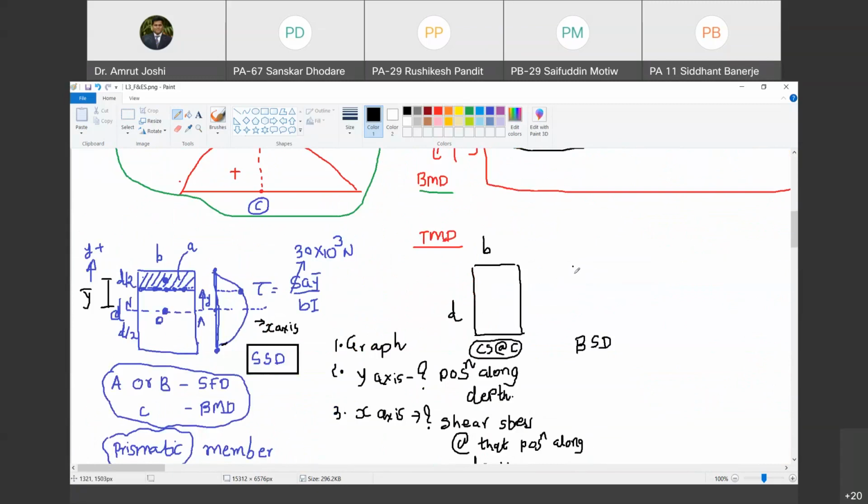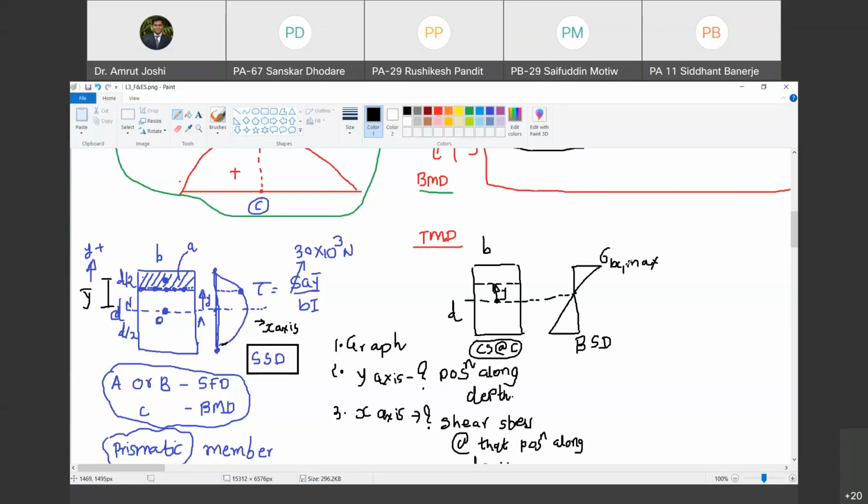And now I change the narrative of my question. Instead of asking at level Y from the neutral axis how much is the shear stress, I started asking the question, how much is the bending stress? Are you with me? Yes, sir. And what comes to our rescue? The bending formula comes to our rescue. You all know that this bending stress distribution diagram looks something like this. Under sagging, this is tensile stress and this is compressive stress. So this is sigma BC max. Are you with me?